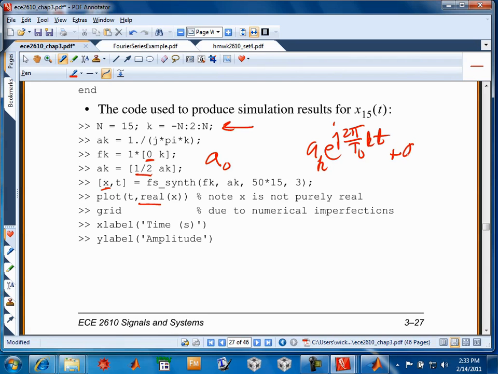Then I've also got a matching e to the minus k, e to the minus j 2 pi over T naught kt. And I know a property of the Fourier series is that a_k conjugate is equal to a_(-k). So I know from Euler's identity that those two complex exponentials with the a_k and a_(-k) will go back together to form a real cosine. And there's no imaginary part there.